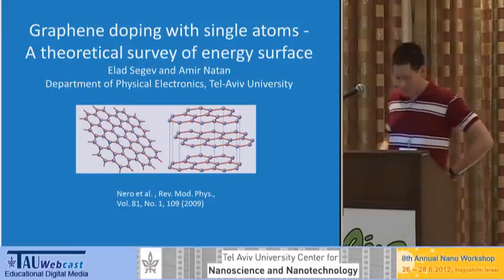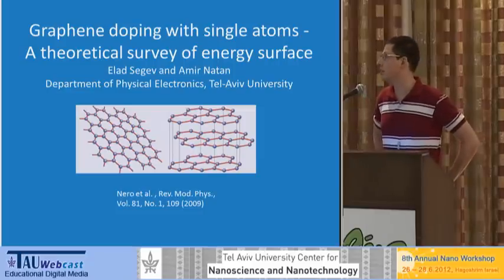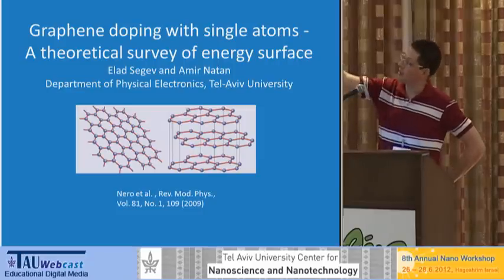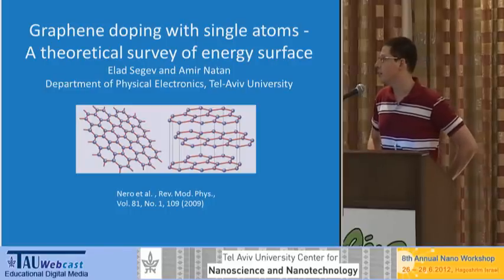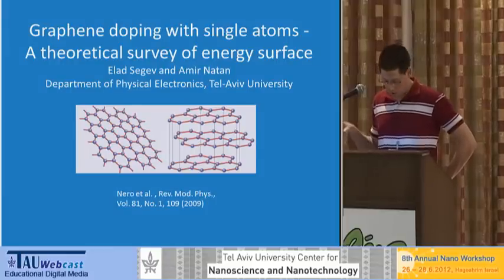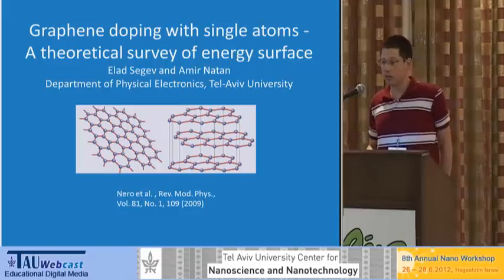And as you know, graphene is a very interesting material. It's a single layer of graphite, with very interesting and unique electronic properties. And that is why we want to map all of the options for doping. And in our case, we did it with fluorine.